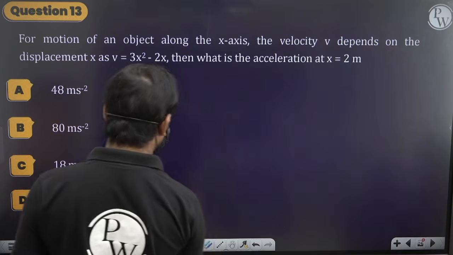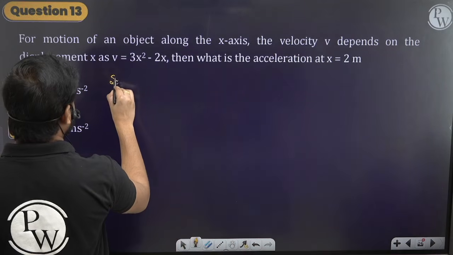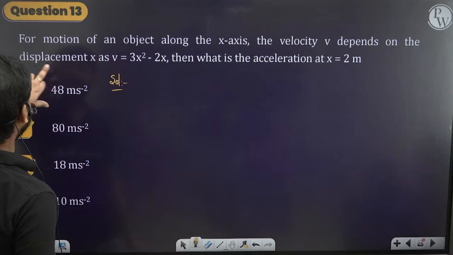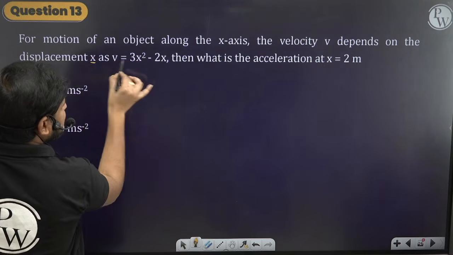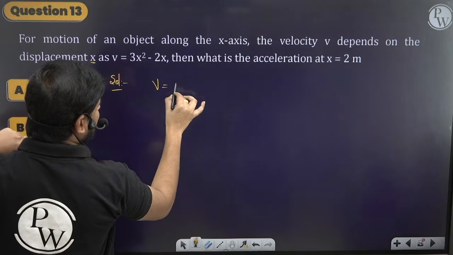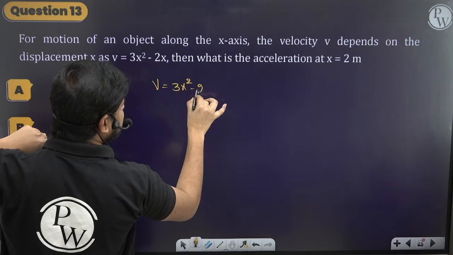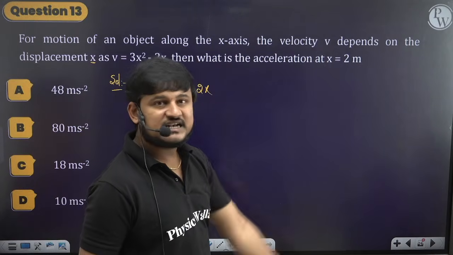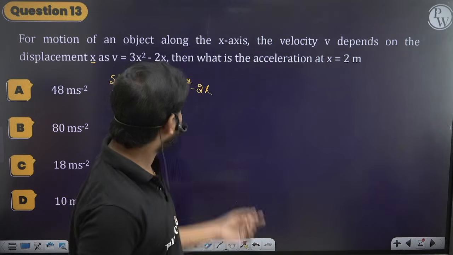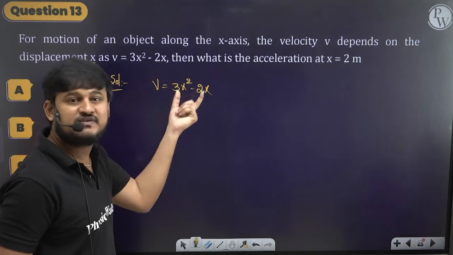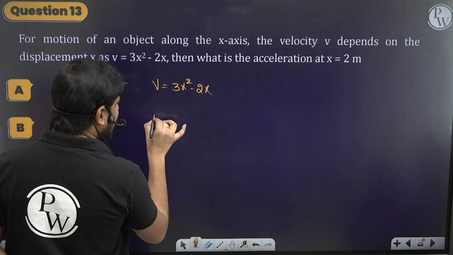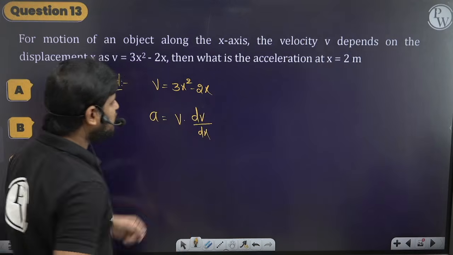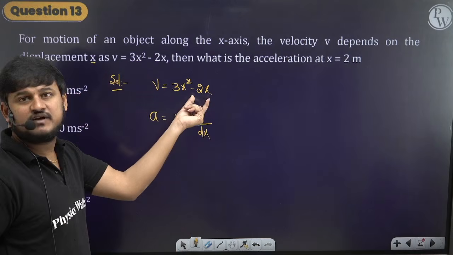See here. Let's go for this question. For motion of an object along the x-axis, the velocity v depends on the displacement. Velocity is a function of displacement, it is given. Then what is the acceleration at x equals 2 meters? Velocity is not a function of time here, it's a function of displacement. So shall I write the acceleration is equal to v into dv by dx, right? So when to use this formula? Whenever the velocity is a function of displacement.